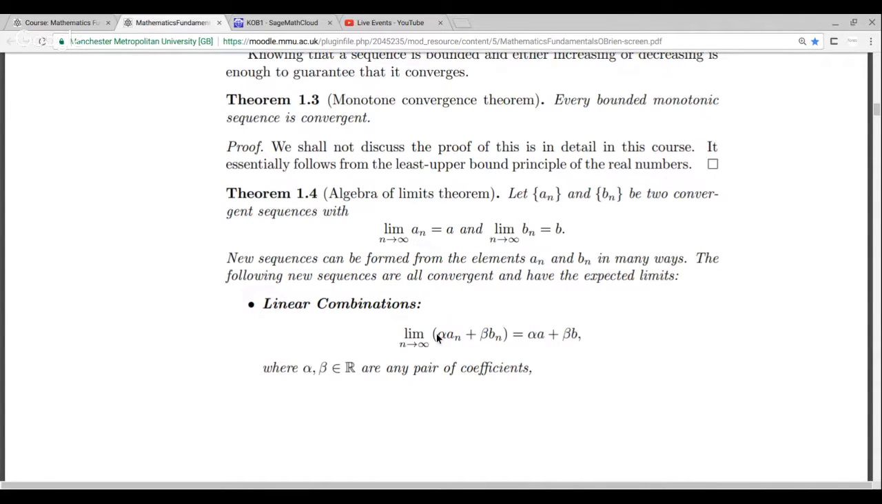So we will need to show that there exists an N such that if n is greater than or equal to N, the absolute value of alpha AN plus beta BN minus the limit, which is alpha A plus beta B, is less than epsilon.